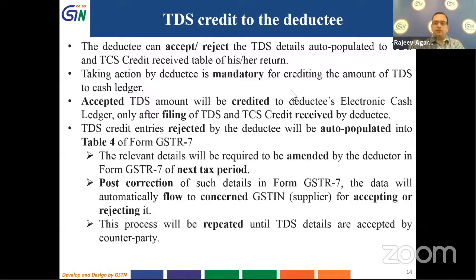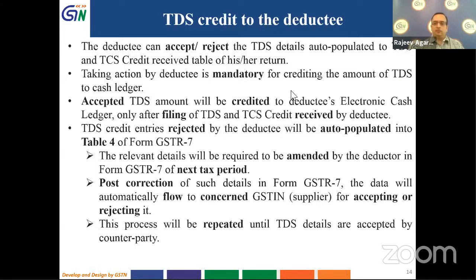And if any TDS credit is rejected by the deductee, then it auto-populates to Table 4 of Form GSTR-7 of the deductor. Then the deductor can amend those details in the next tax period, and post correction it will flow back to the concerned GSTIN of the supplier for accepting or rejecting it. This process will be repeated till the TDS details are accepted by the counterparty.